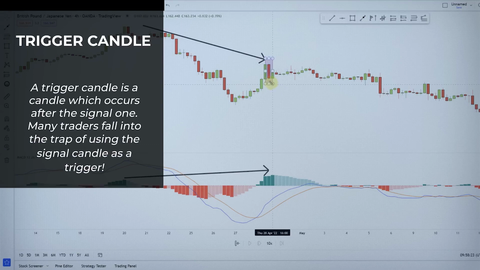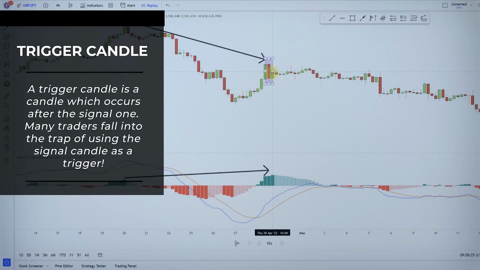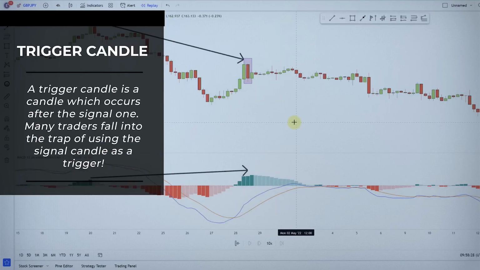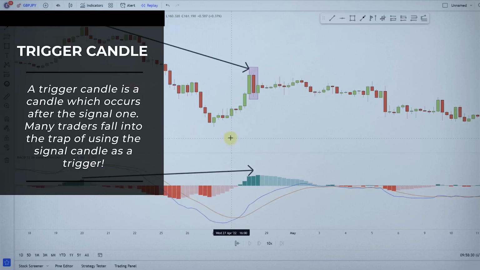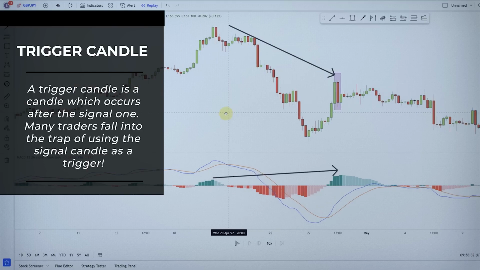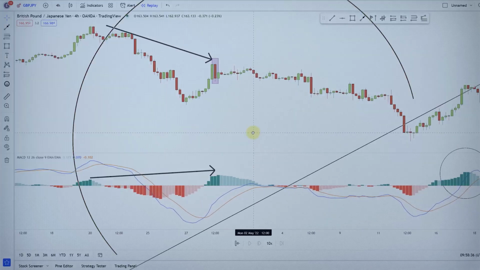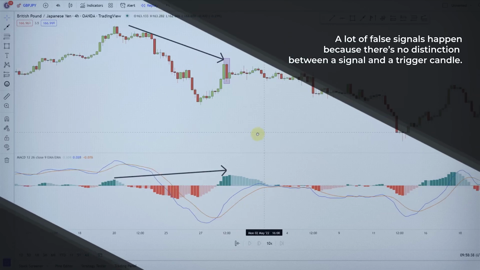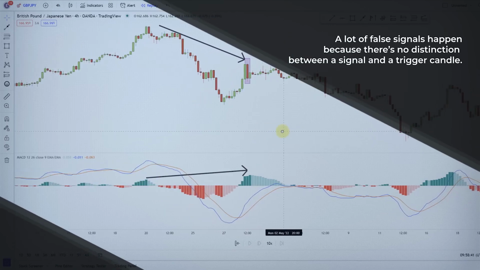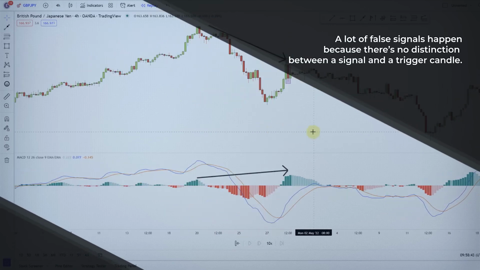A trigger candle is a candle which occurs after the signal one. Many traders fall into the trap of using the signal candle as a trigger, and this is the main reason why you take bad entries. A lot of false signals happen because there's no distinction between a signal and a trigger candle.